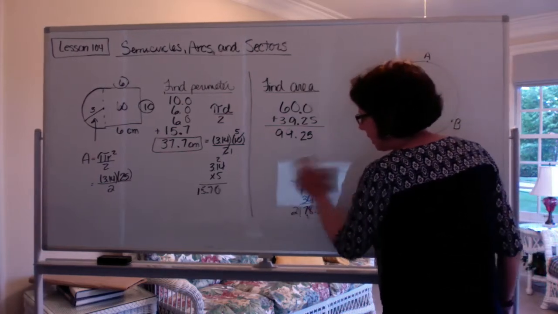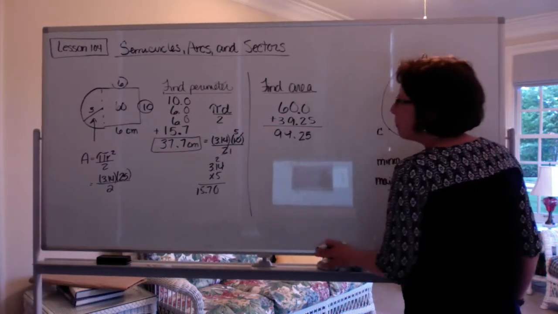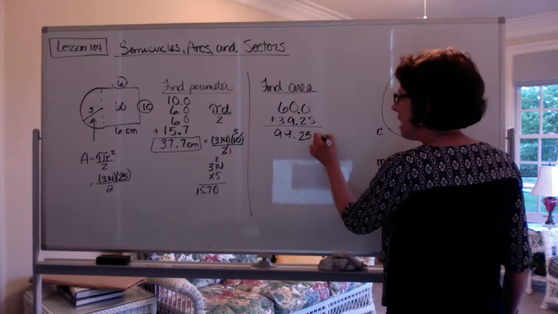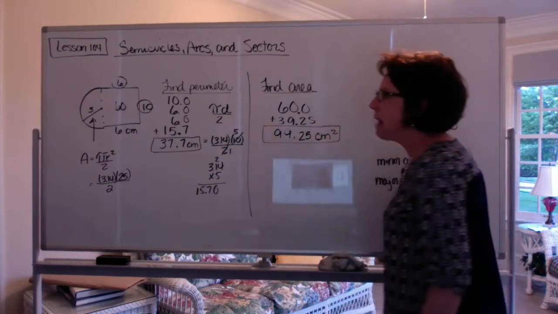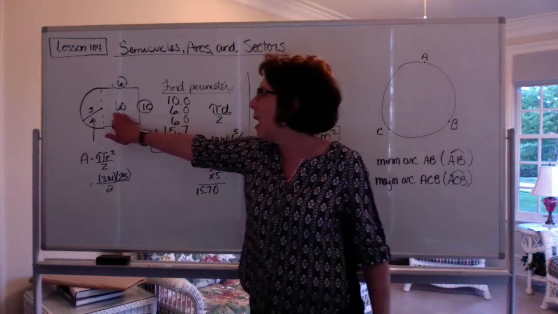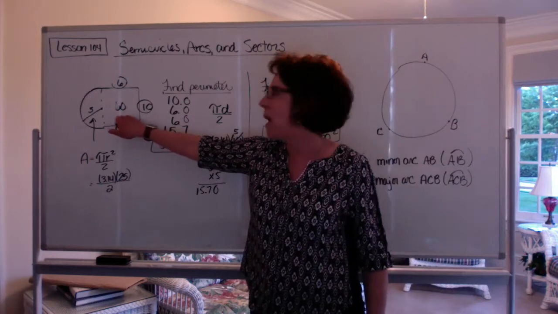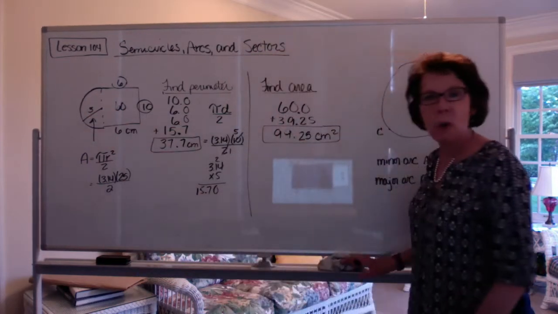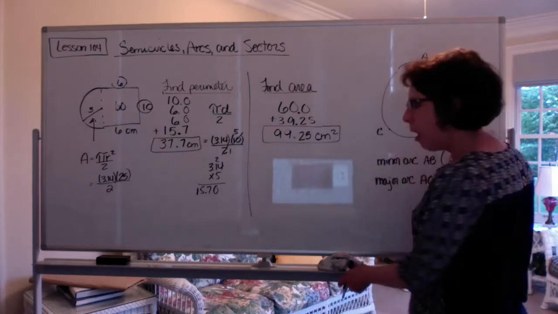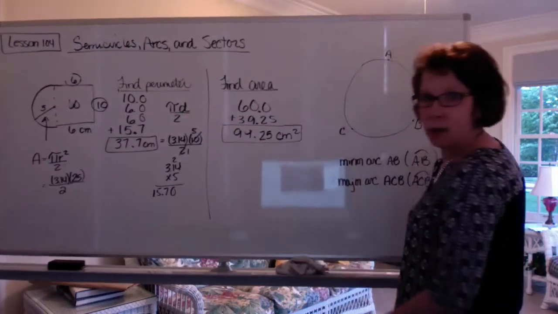Let me erase this so we can see what we got here. 99.25, and that is centimeters squared. All right, pi r squared divided by 2 plus the area of the rectangle. Rectangle plus pi r squared divided by 2. All right, now let's go over here and talk about major and minor arcs.